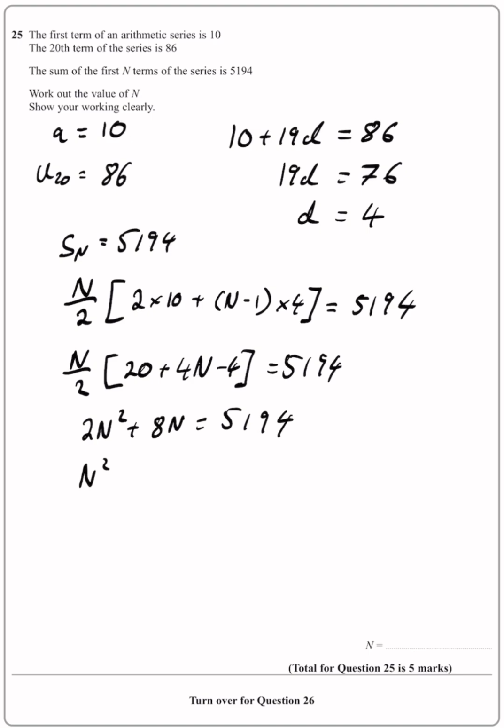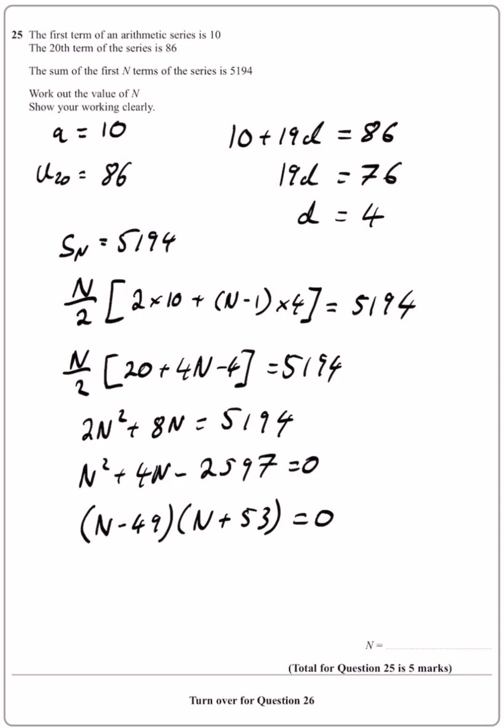Expand those out, and we'll end up with 2n squared plus 8n equals 5,194. We have a quadratic equation, so subtract 5,194 from both sides. I've simplified by dividing everything by 2. And you can use the quadratic equation formula if you choose. Factorized: n minus 49, n plus 53 equals 0. n can't be negative because it's counting the number of terms in a series, and so therefore n must be 49.